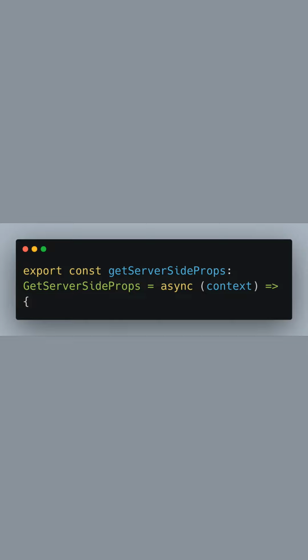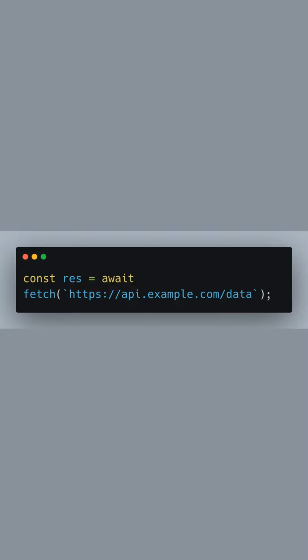This function is asynchronous and takes a context parameter, which provides information about the incoming request. Inside the function, we use the fetch API to make an asynchronous call to an external API endpoint to get the data we need. Replace https://appyexample.com data with the URL of the API you're fetching data from.